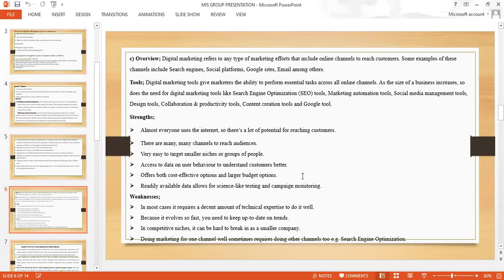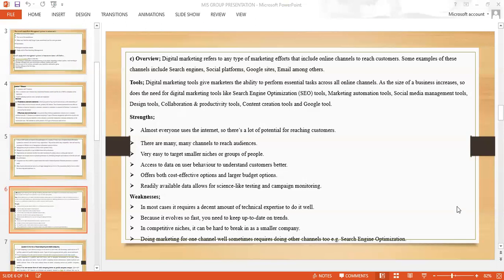Digital marketing refers to any type of marketing effort that includes online channels to reach customers. Some examples of these channels include search engines, social platforms, Google sites, email, among others. Tools of digital marketing. Digital marketing tools give marketers the ability to perform essential tasks across all online channels.